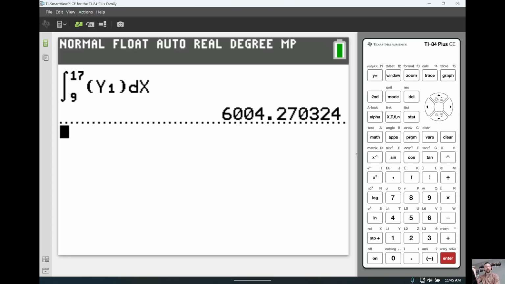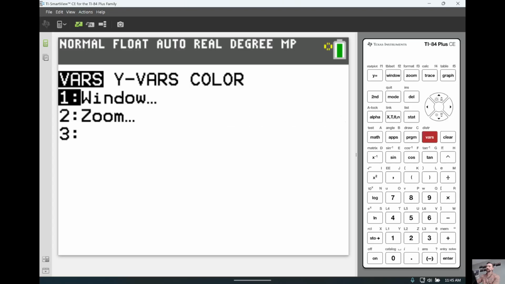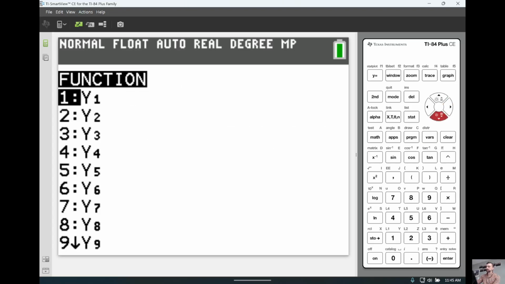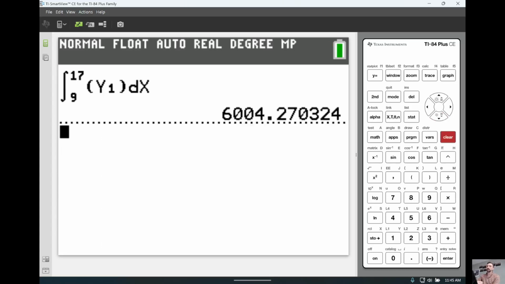So that way I only had to type E of t in once, and I just called it y1 in my calculator, and I only typed in L of t once and called it y2 in my calculator. So as long as you know that you can do that, and that those are under variables, second tab, function, then you're not typing in the same thing 5 times for one FRQ.